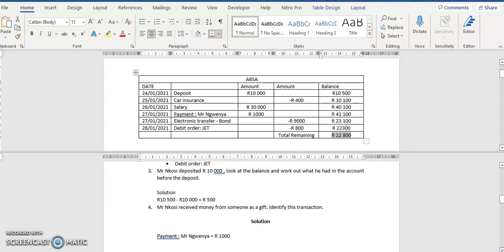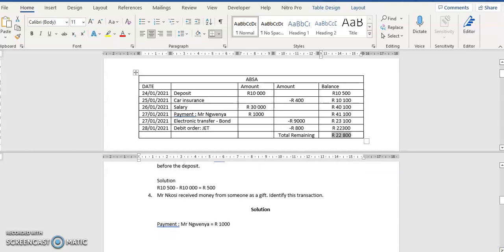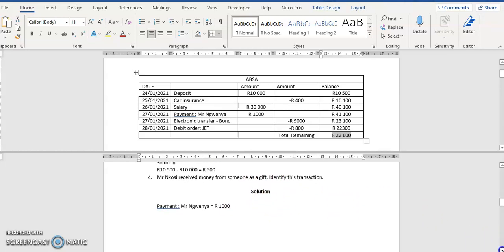Now let's look at the next one. It says Mr. Nkosi received money from someone as a gift. Identify this transaction as a gift. So if you check this, which one is not coming from Mr. Nkosi? This one. This is from somebody else. So payment from Mr. Ngwenya is the money that was given to Mr. Nkosi as a gift.